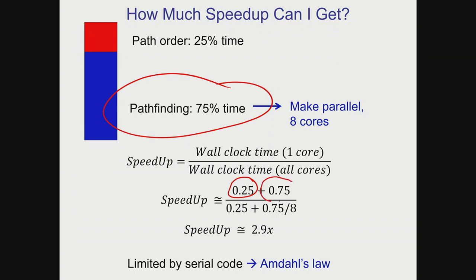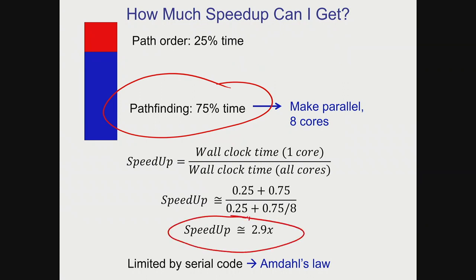But this 0.75 is my pathfinding time. So my serial runtime is just 1, right? 0.25 plus 0.75. My parallel runtime is the 0.25, because I'm not changing that. My intersection ordering code is not changing. But the parallel pathfinding, I'm assuming this 75% of my time will drop by a factor of 8. If I plug all these numbers in, I get a speed up of around 2.9x.